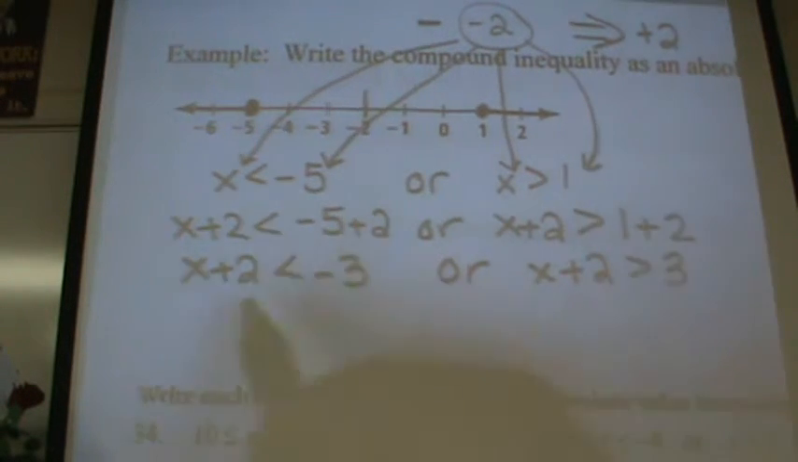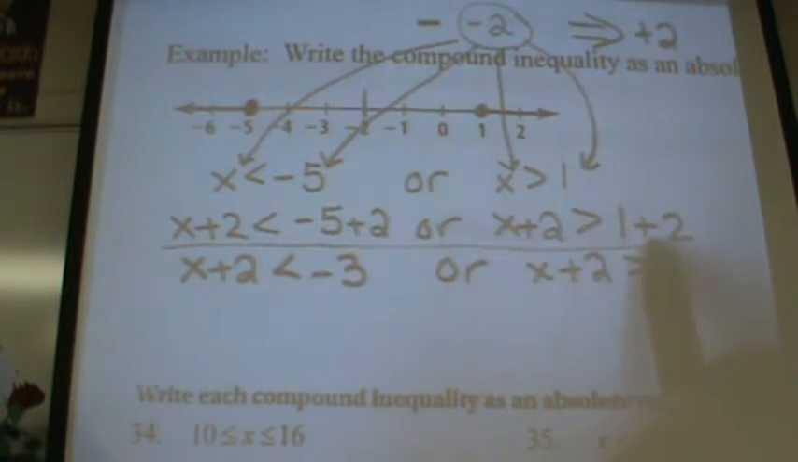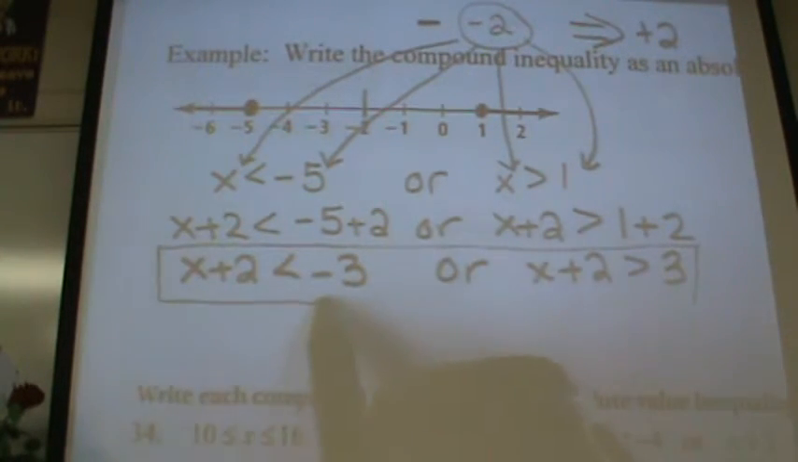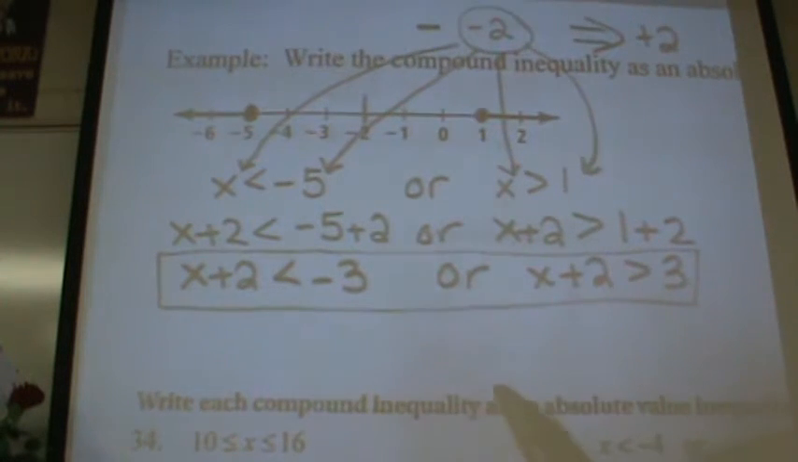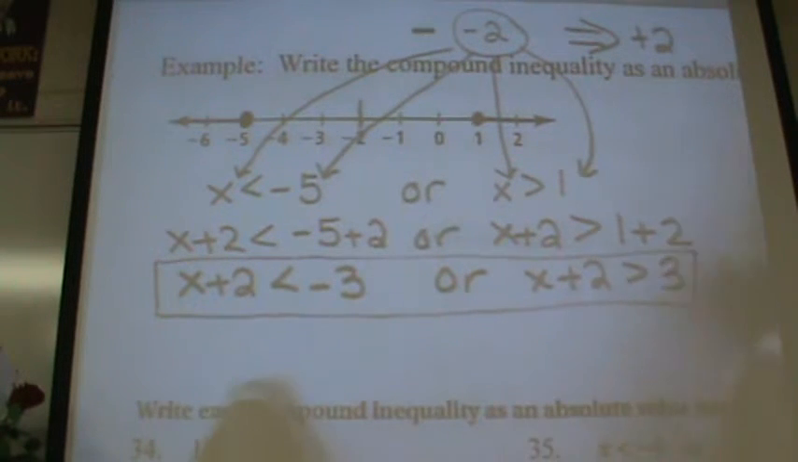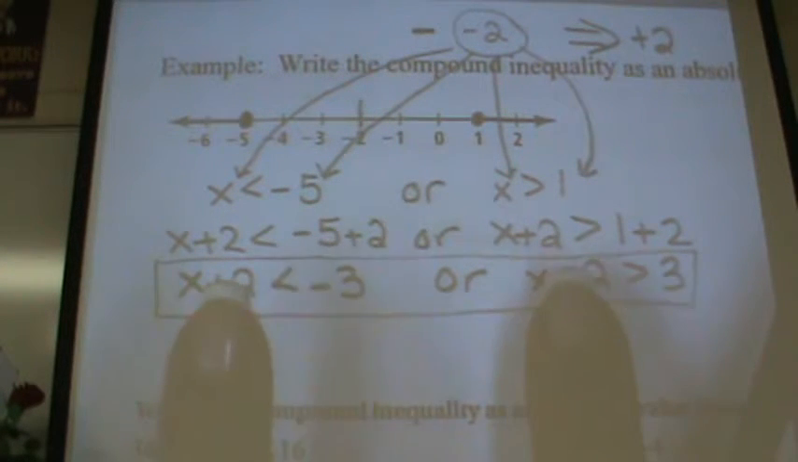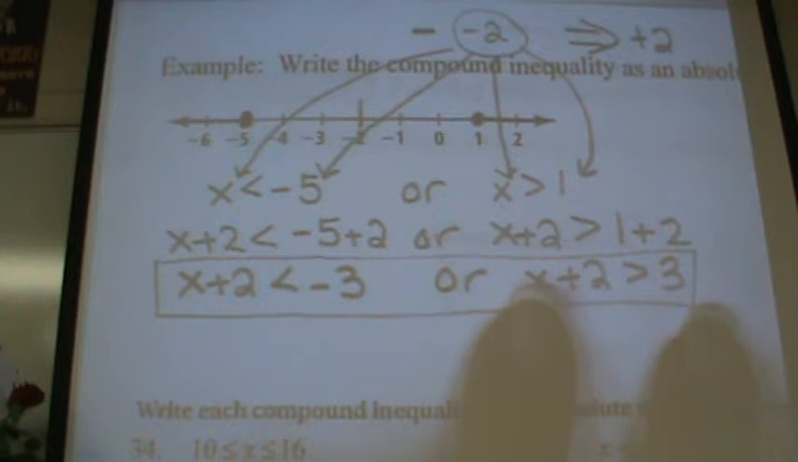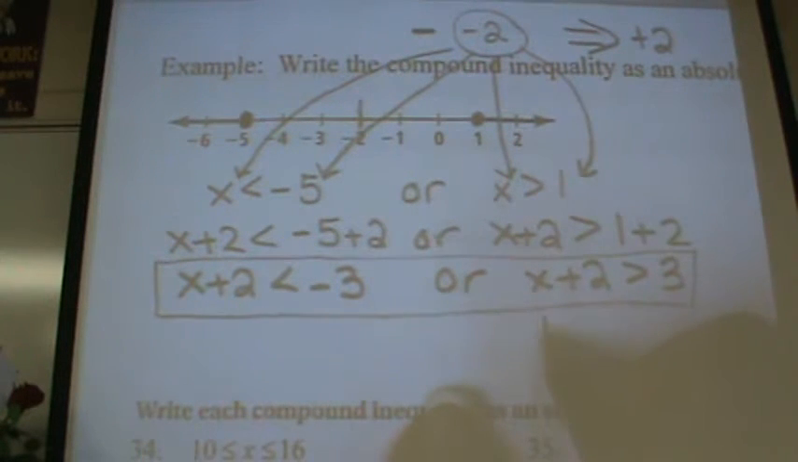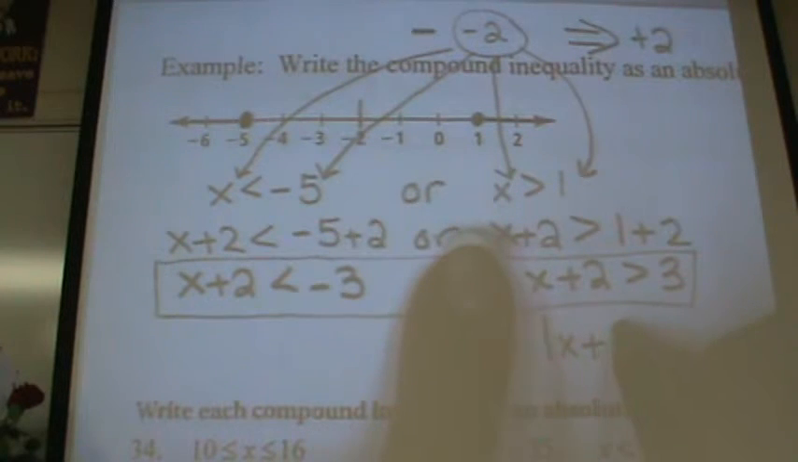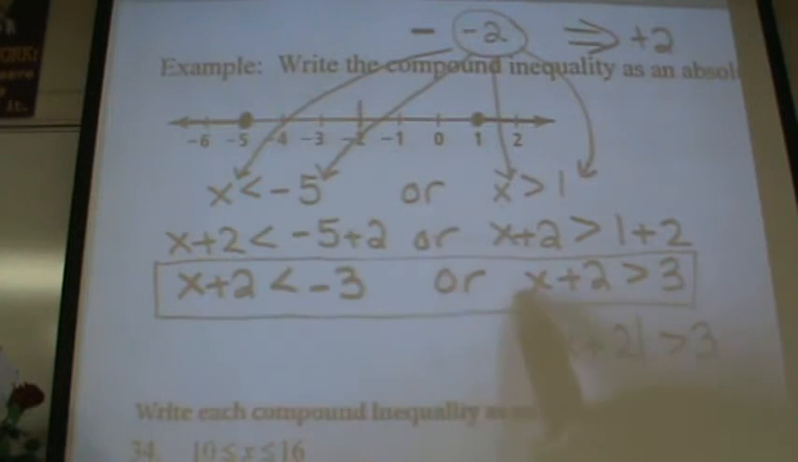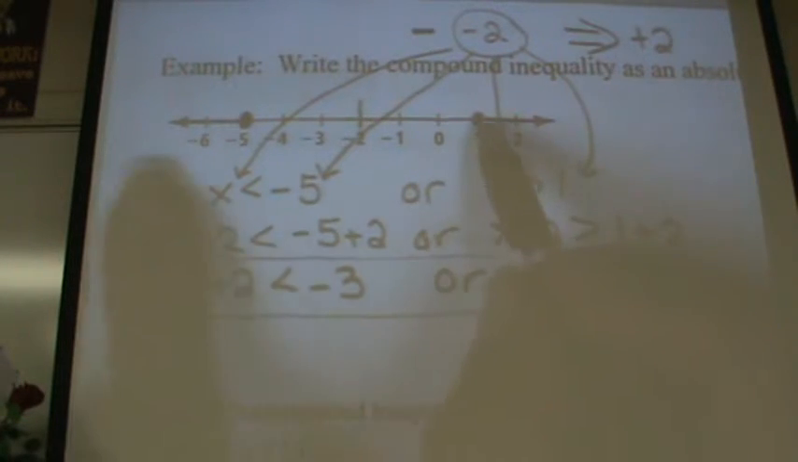Tell me what you see. What's the same? What's similar? 3. Okay, I see a 3 and a negative 3. What else do you see? Anything the same? These are the same, right? Look at this piece right here. All you have to do is put a bar around this part, and there's your answer right here. So what's the same is the x plus 2. That's what goes in the absolute value. And this is a greater. It's an or in the 3.